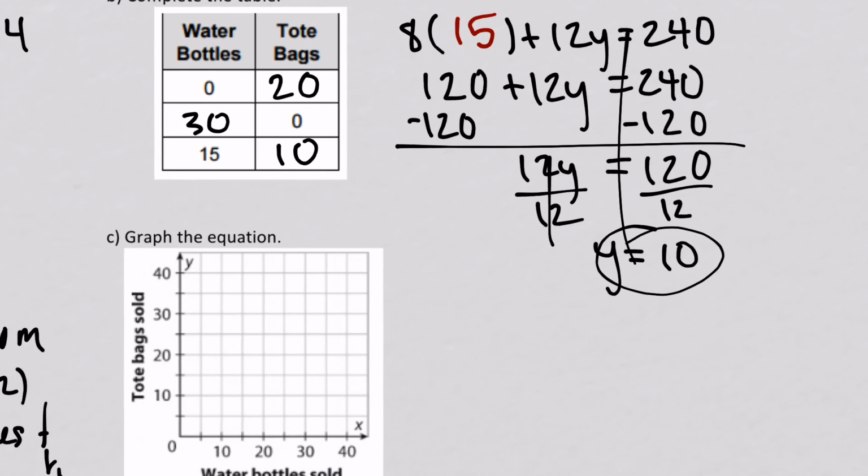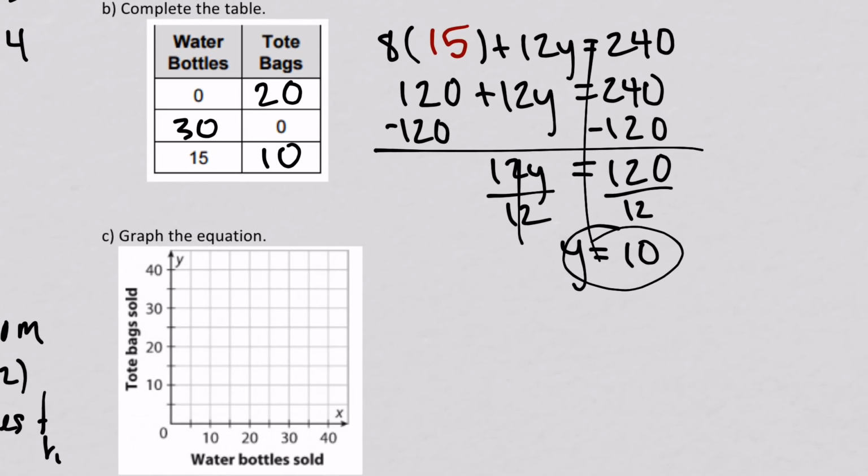So I'm going to leave the table there so that I can see the numbers that I need to plot. Since I already have the table, I can just use those to make my graph. So first, (0, 20), 0 water bottles. That means 0 here, 20 tote bags all the way up there. I need to put a point right there. Next, (30, 0). 30 water bottles, 0 tote bags. I need to put a point right there.